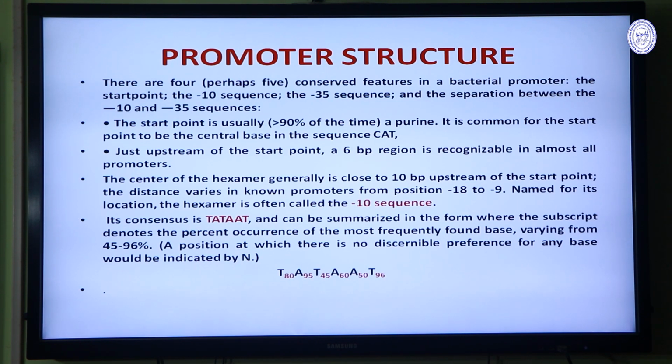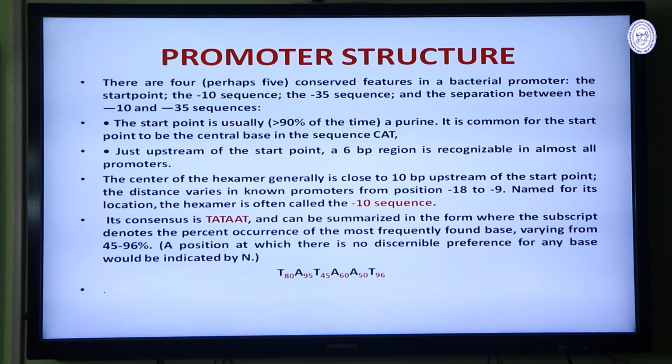Now, coming to the promoter structure, there are 4 conserved features in the bacterial promoter: the start point, then further upstream the minus 10 sequence, the minus 35 sequence, and the separation between the minus 10 and the minus 35 sequences. So, all 4 regions are very much important. Now, what is the nucleotide present at the start point?